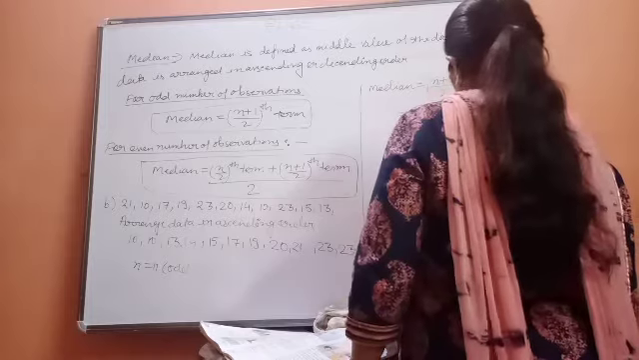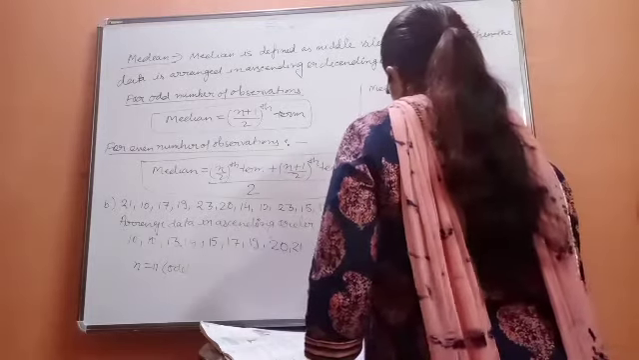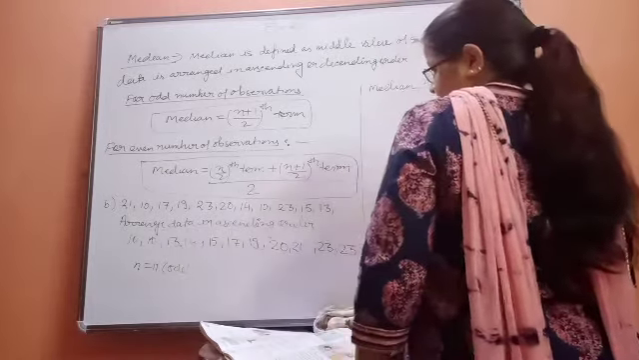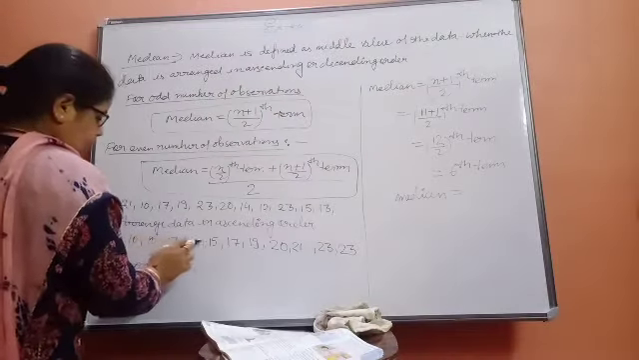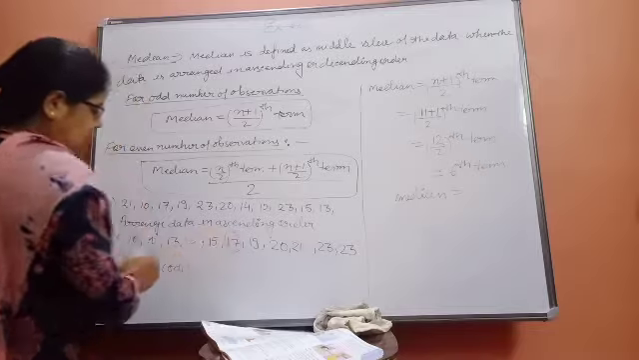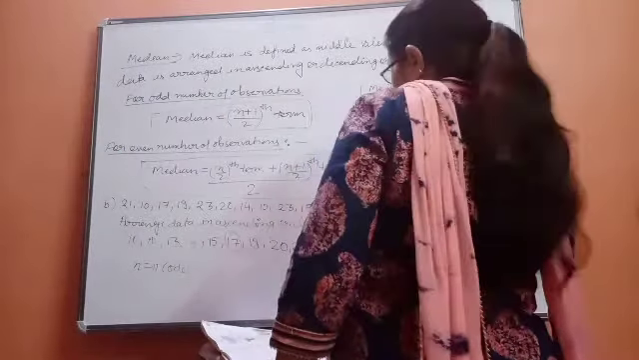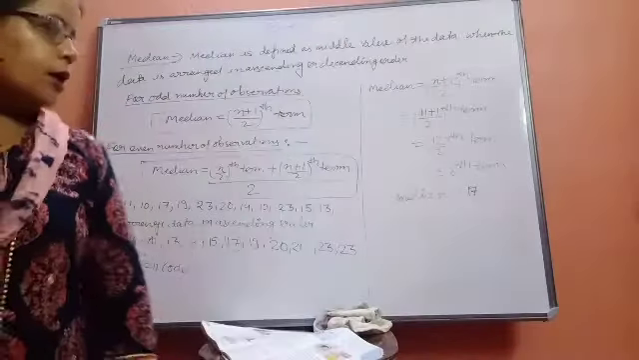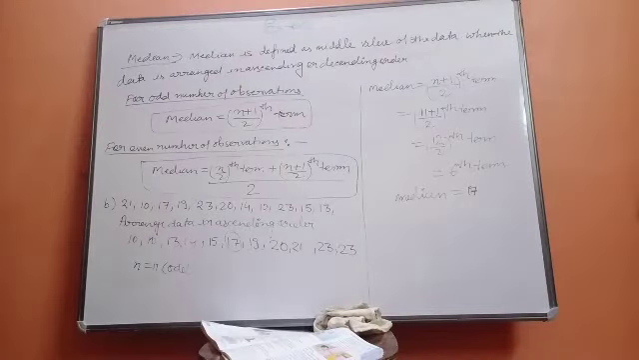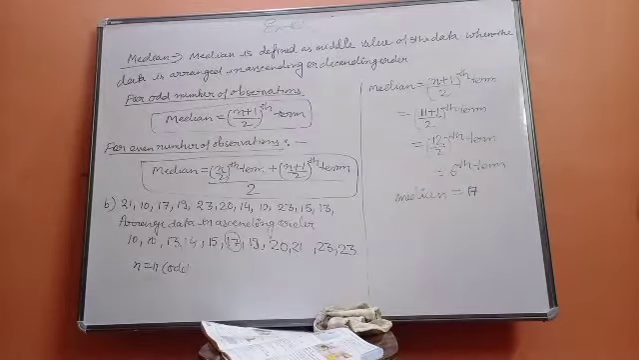So finally, what will be the median? Now see, what is the 6th term? 1, 2, 3, 4, 5, 6. This is the middle-most term. So what will be your answer? Median will be 17. This will be your answer. In this way you can find the median for the odd number.